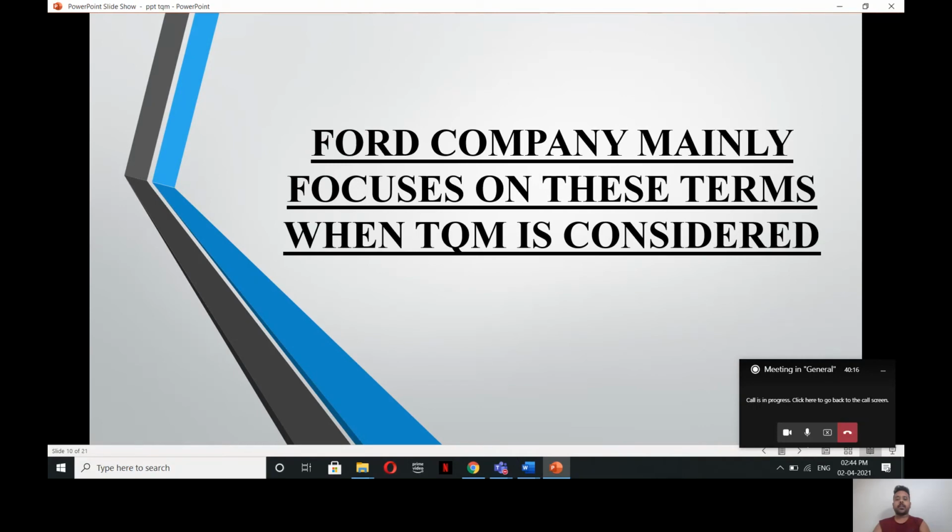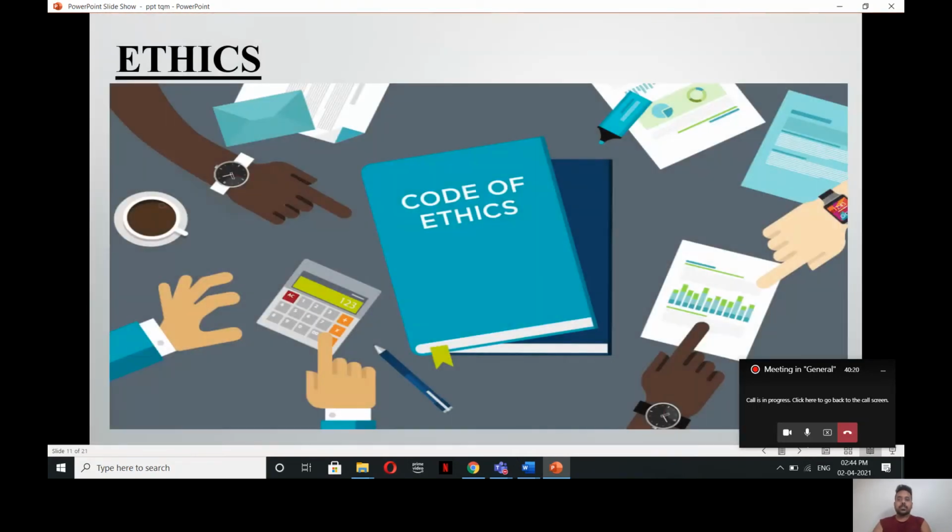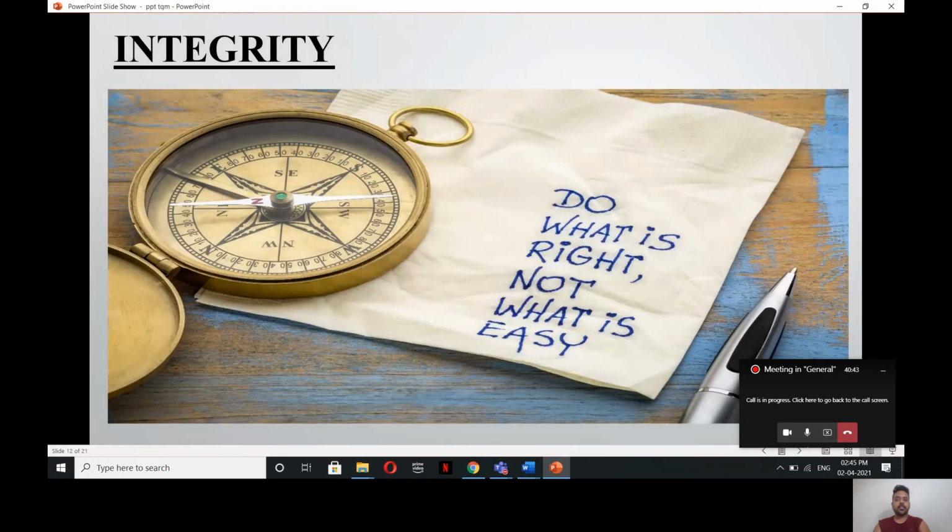The Ford company mainly focuses on the following when TQM is considered. The first one is ethics. Ford's commitment to ethics is evident in programs aimed at monitoring human rights and safe working conditions, sourcing conflict-free minerals, to programs such as the Partnership for a Cleaner Environment, which is aimed at encouraging sustainability through Ford's supply chain. The next topic is integrity.